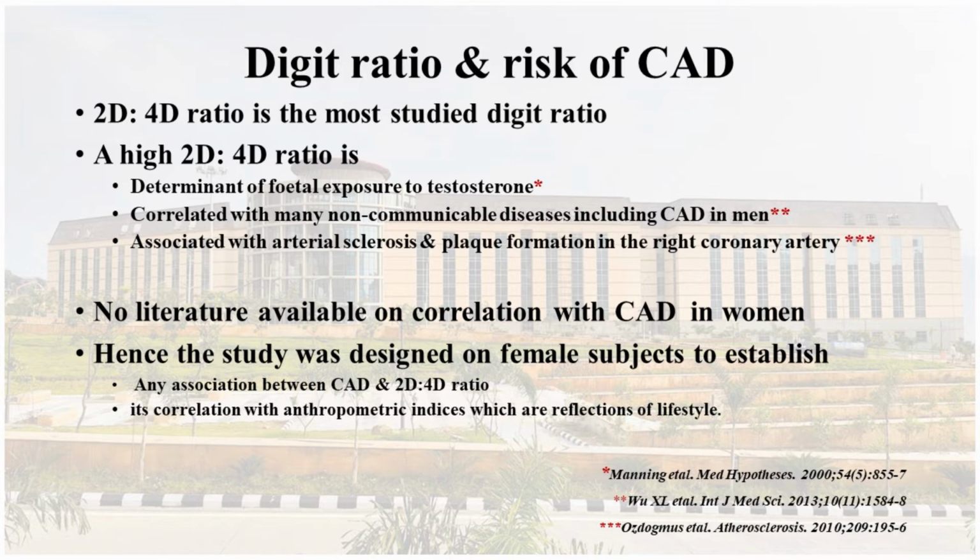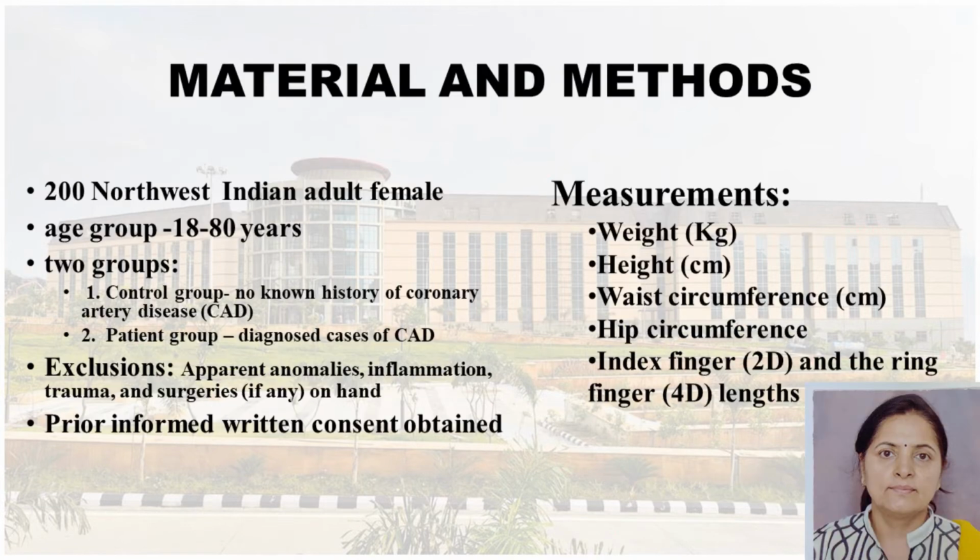Hence, the study was designed in female subjects to establish any association between coronary artery disease and the 2D/4D ratio among women, and its correlation with anthropometric indices which reflect the lifestyle. The study was conducted on 200 female subjects divided into two groups. One group was the control who had no known history of coronary artery disease, and the second group included patients who were diagnosed with coronary artery disease.